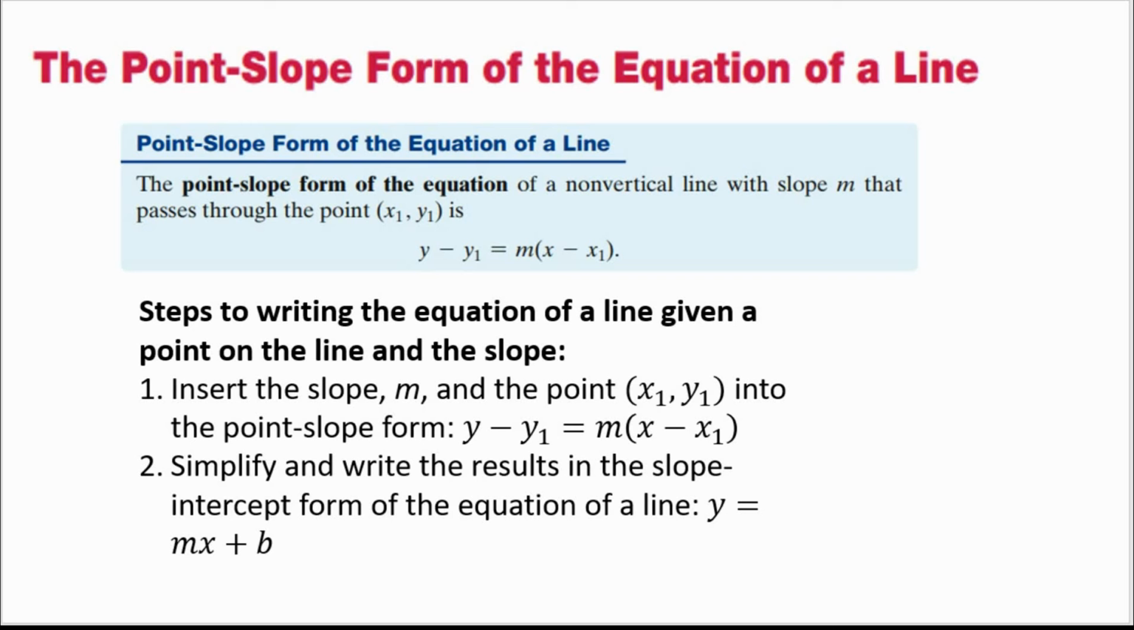Now, again, the nomenclature is in the equation. Slope, m, and then b is said to be the y-intercept. So here we call this the slope-intercept form.